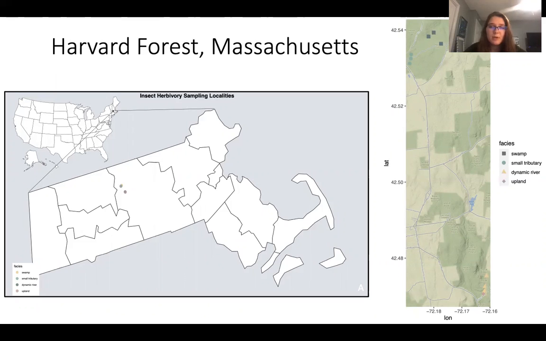A swamp, a small tributary, which is a small reach of river that feeds into a larger body of water, a dynamic river, and an upland were sampled. The maps shown here show the relative position of Harvard Forest in panel A, and B is a detailed map showing the temporal span of each location. Within each facies, quarries or replicate sampling sites were sampled to account for spatial variability.